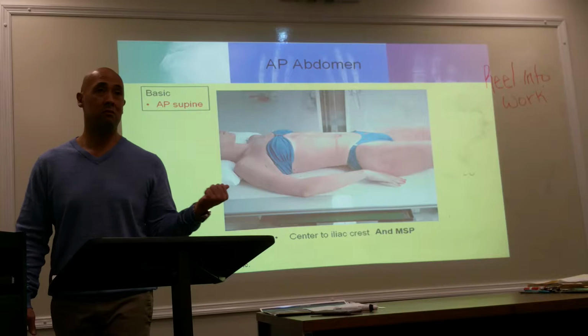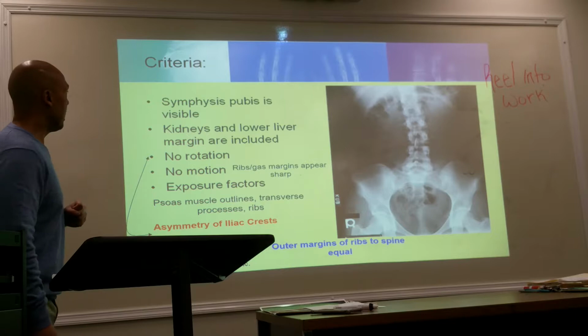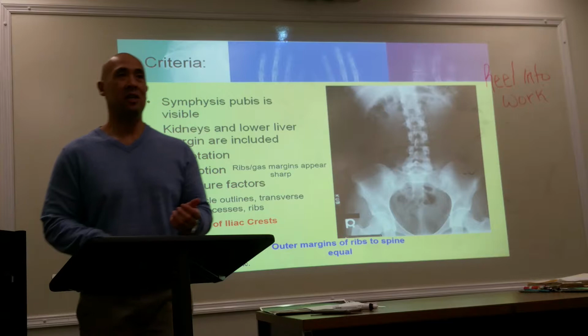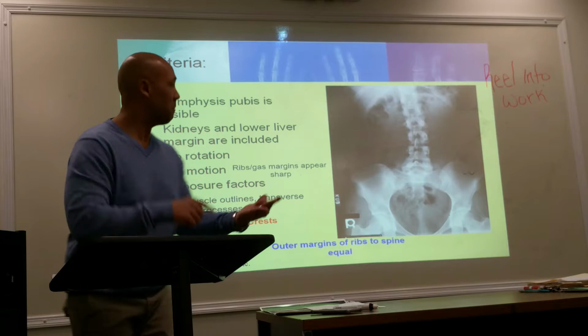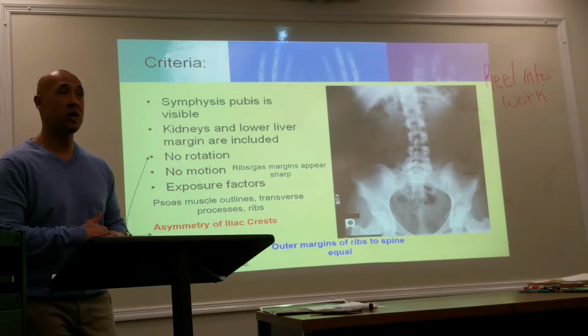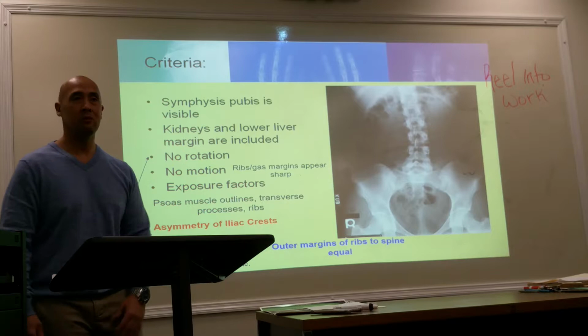All right, so the criteria. Looking at it, the symphysis pubis needs to be included. What is the name of this image? It's called a KUB. And if I'm not seeing the symphysis pubis, that can also mean I'm probably cutting part of the bladder out. So you want to include the symphysis pubis in your radiograph. But it needs to be included. Okay?